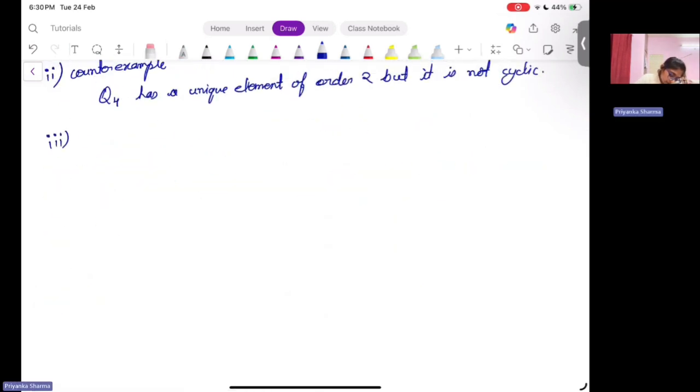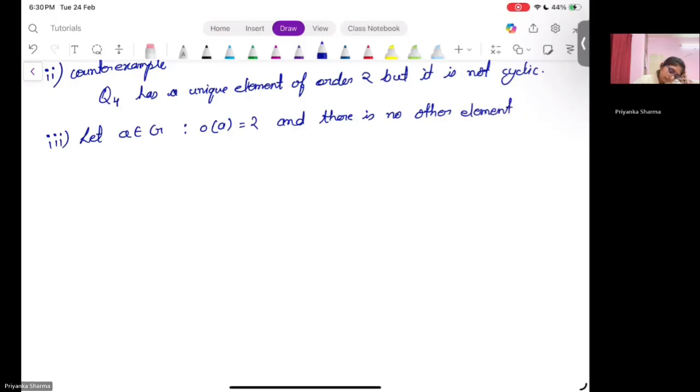Okay. So A belongs to G such that the order of A is 2 and A is unique. We can say there is no other element of order 2. We know that the order of A and the order of XAX inverse are the same.